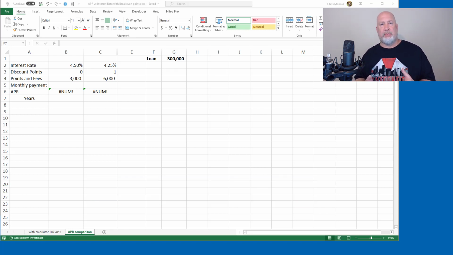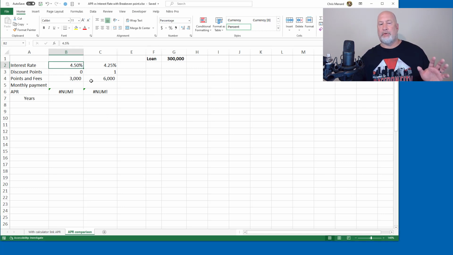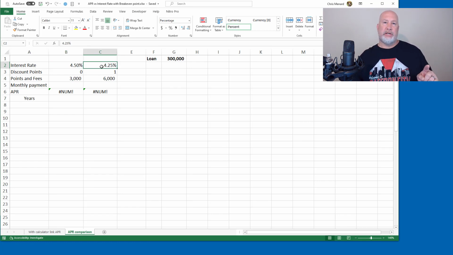I'm keeping this simple. I'm looking at two lenders. The loan is $300,000 for the house. 4.5% interest rate for one loan, 4.25 for the other, but it was initially 4.5 also.